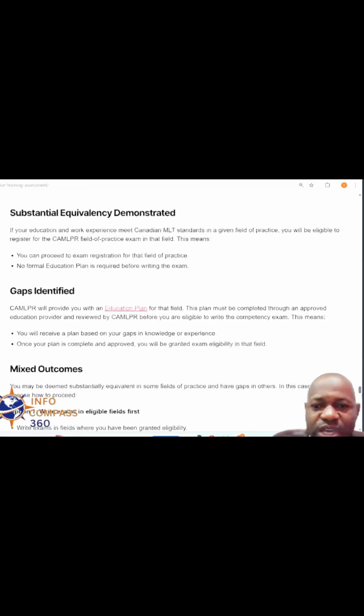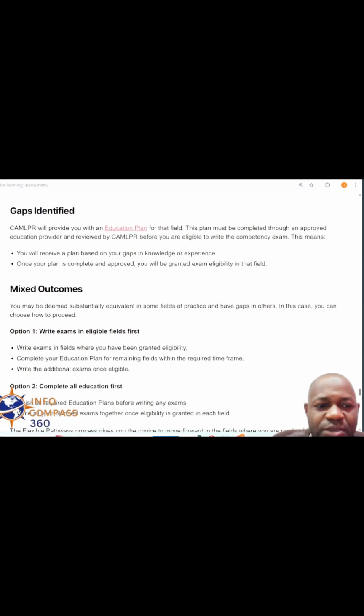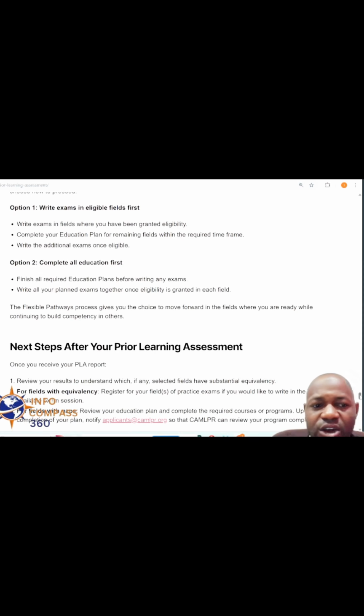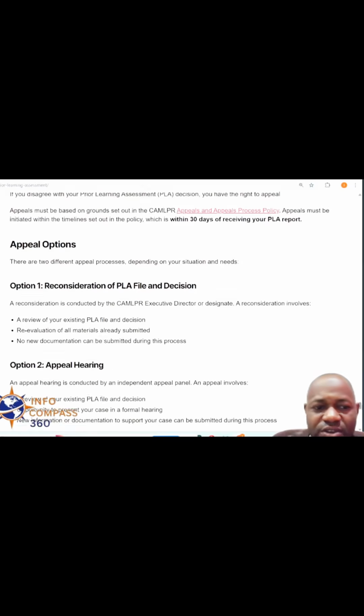In terms of the outcome, this is what possibly could be an outcome: equivalency, gaps identified, or a mixed outcome. And of course, whatever the outcome is, there are next steps that you would need to take, and potentially if you're looking at an appeal.